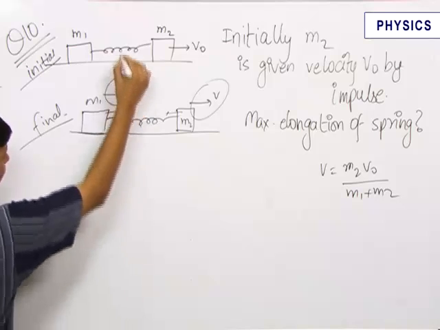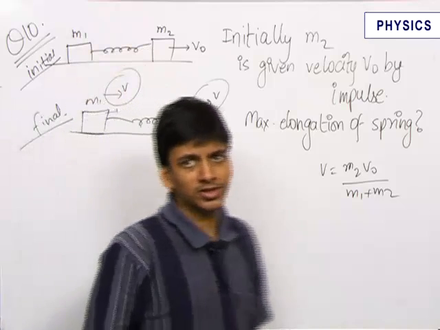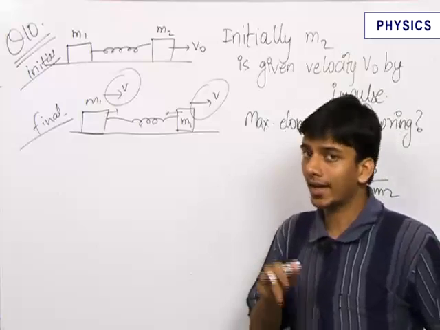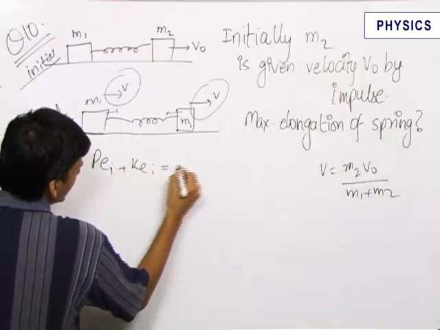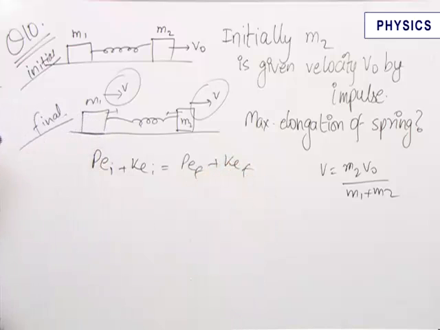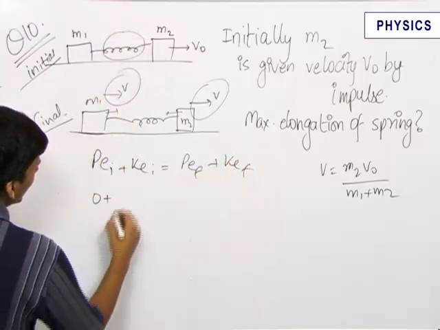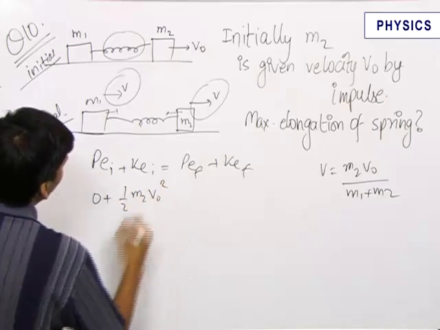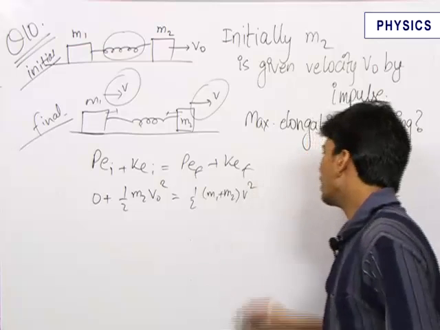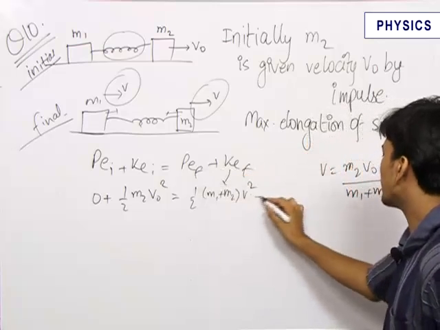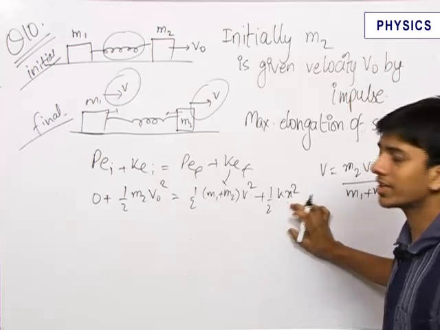We can also apply energy conservation on the system from this position to this position, because the work done by external forces is 0, and the work done by internal non-conservative forces is again 0. Therefore we can apply mechanical energy conservation. Potential energy initial plus kinetic energy initial is equal to potential energy final plus kinetic energy final. Initial potential energy was the spring potential energy, that was 0 because the spring was in its natural length, plus kinetic energy was half m2 v0 square, is equal to half (m1 plus m2) times v square, plus this is the kinetic energy, and we write the potential energy now, half k x square, where x is the extension in the spring, that is the maximum extension in the spring which we want.